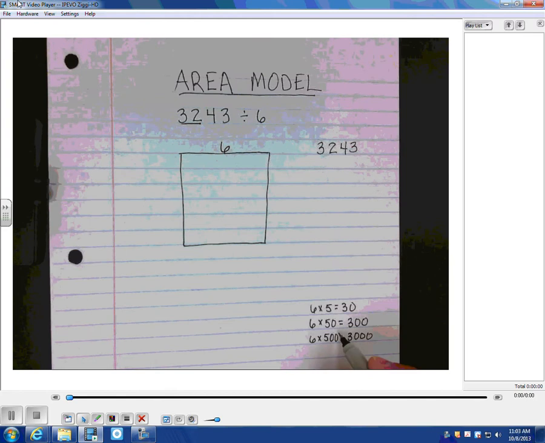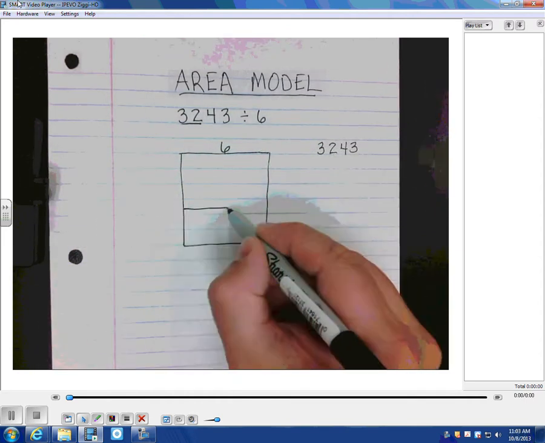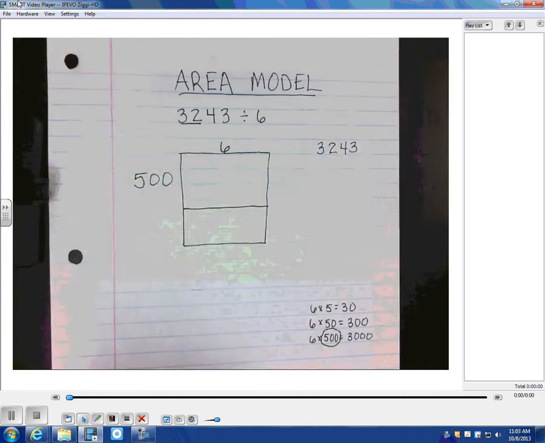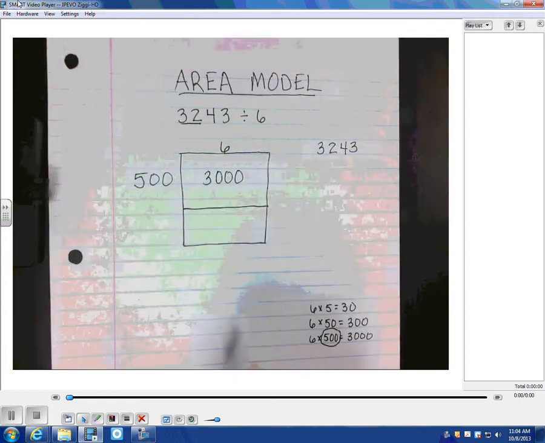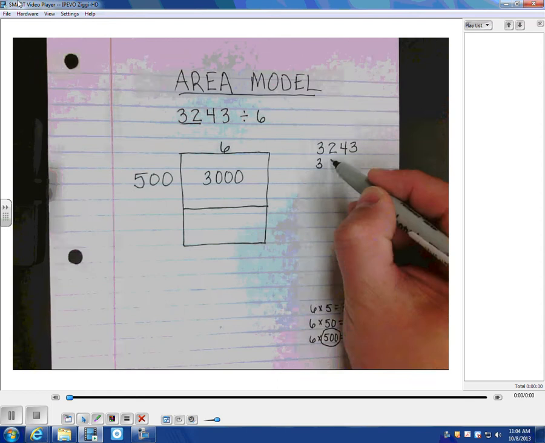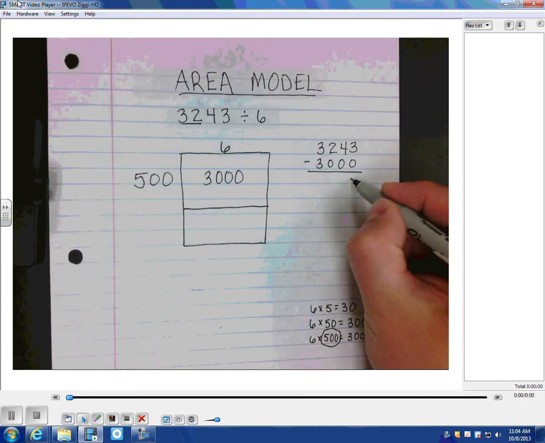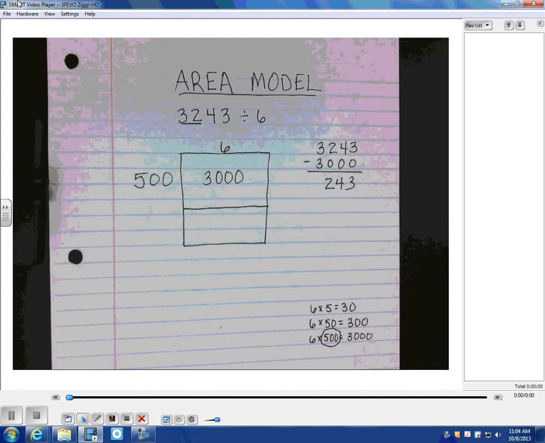So I'm going to pull out 500 groups of 6. What I'm going to do is just draw a line like this to represent 500. Okay? And that equals 3,000. All right? And then I know 3,000, I'm going to subtract it from the original number. And that gives me 243. Okay?